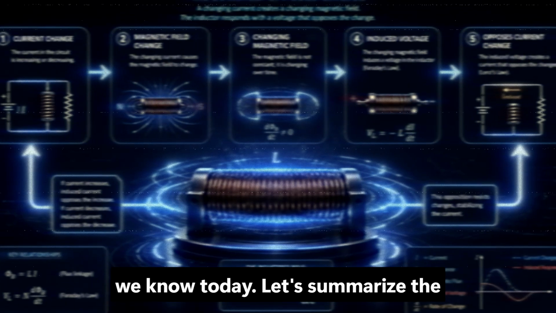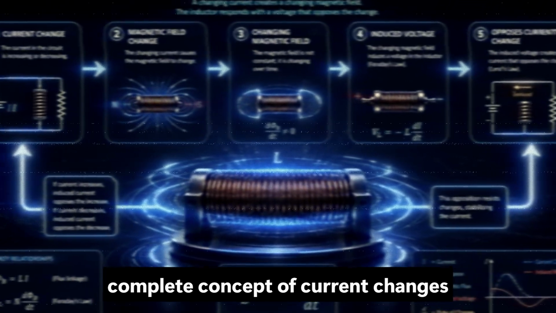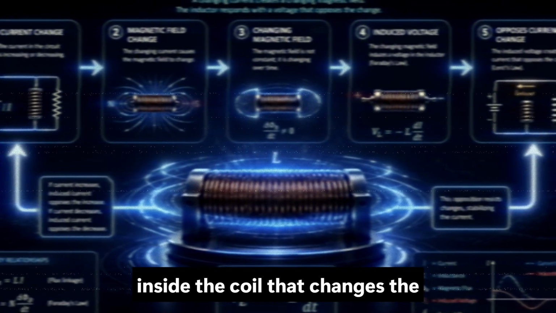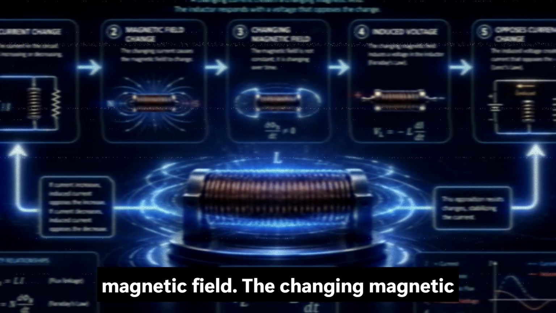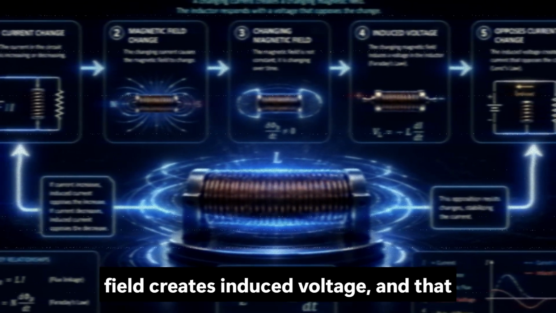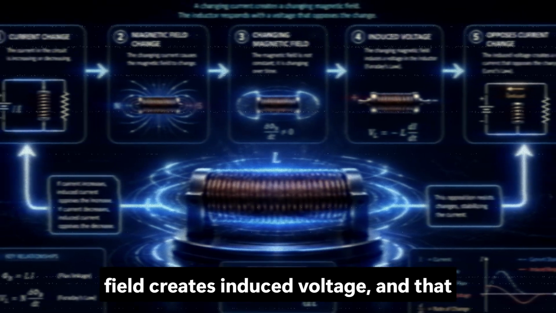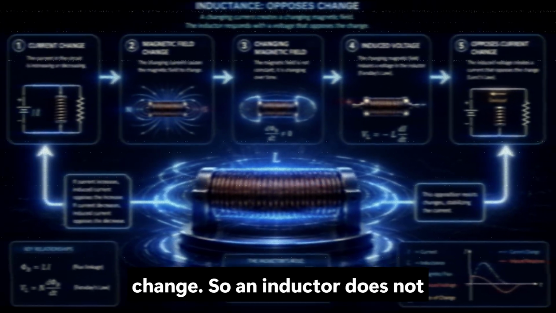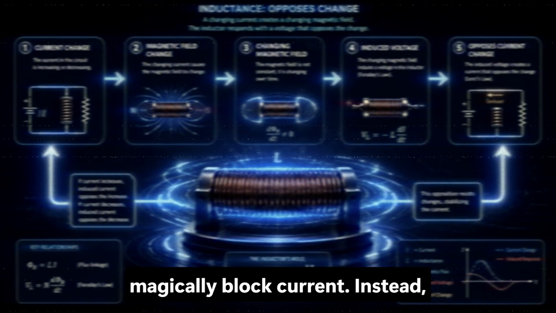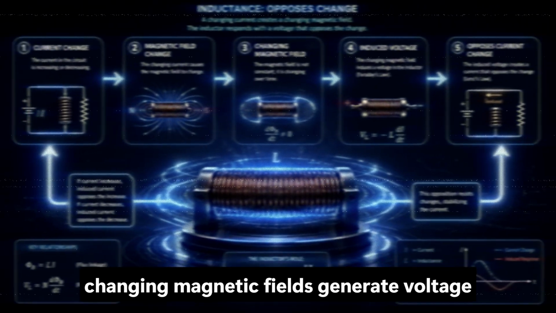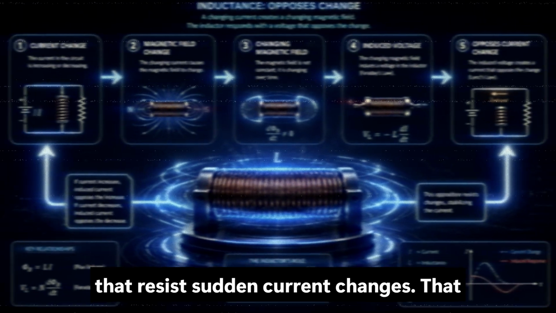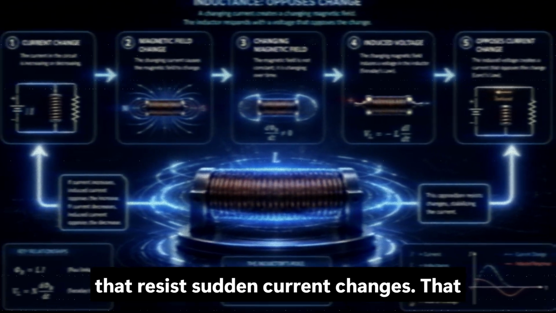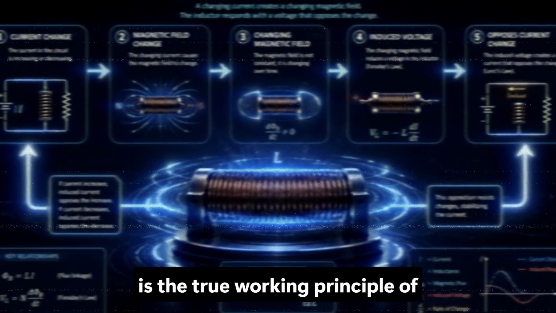Let's summarize the complete concept. Current changes inside the coil. That changes the magnetic field. The changing magnetic field creates induced voltage, and that induced voltage opposes the current change. So an inductor does not magically block current. Instead, changing magnetic fields generate voltage that resists sudden current changes. That is the true working principle of an inductor.